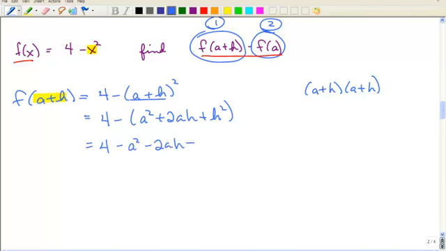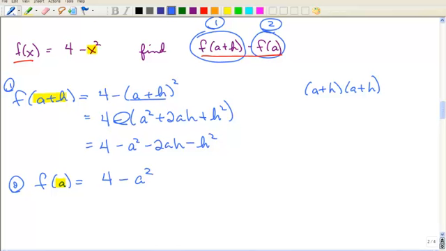And truthfully, that little minus sign just kills people as far as points on a test. So just be careful. All right, so that's the first thing I'm going to do. The second thing I'm going to do is find f of a. So again, I'm going to replace x with just a. Should be a little bit easier, so I just have 4 minus a squared. No big deal.